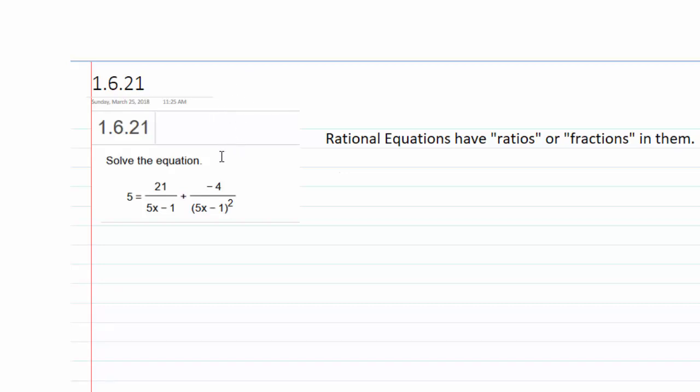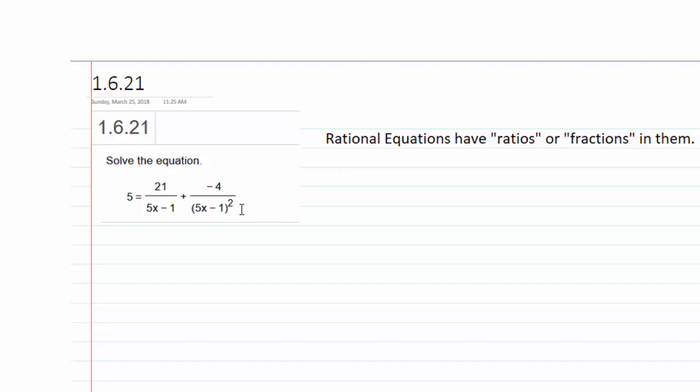In this exercise, we're going to solve a rational equation. Rational equations have ratios in them, or fractions. And here we have the equation 5 equals 21 over 5x minus 1 plus negative 4 over (5x minus 1) squared. So there are two things you need to keep in mind.